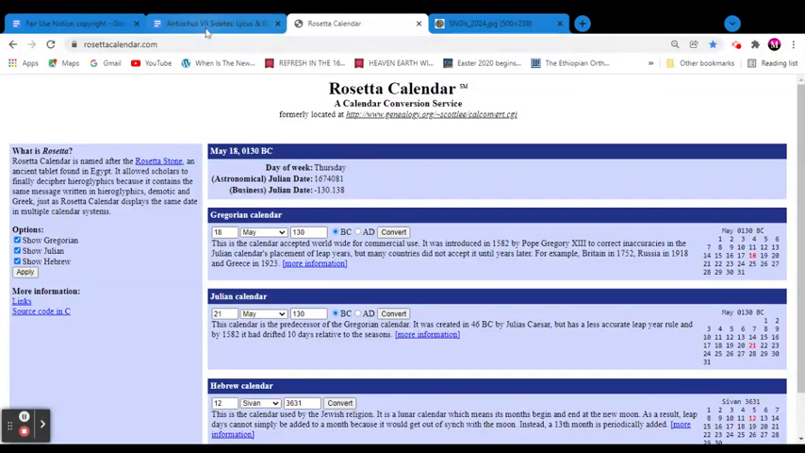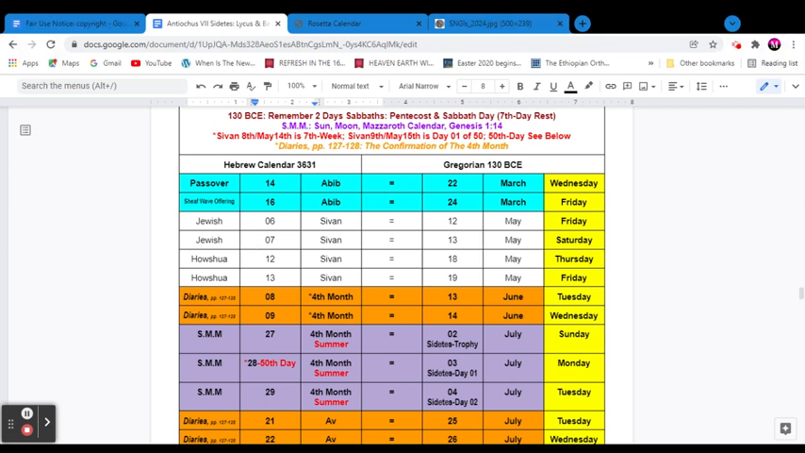Okay, so we go back to the chart and we plug that in. And if you want to see what that day would be for the 13th day of Sivan, you can just do simple math or use your Rosetta Calendar calculator, and you would see that Sivan the 13th will fall on a Friday, May the 19th.